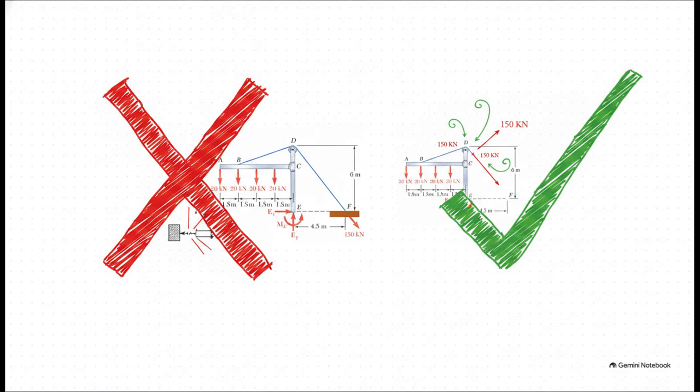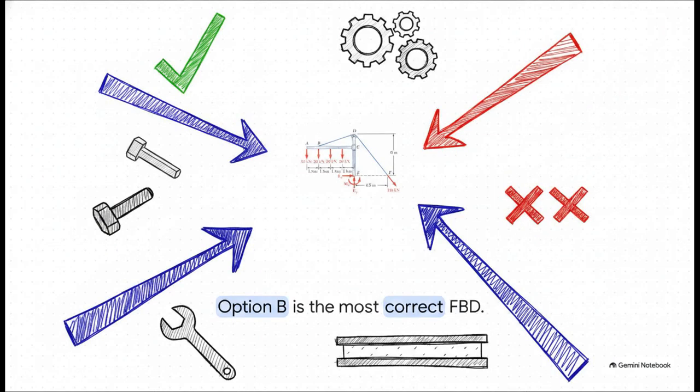Option D is just fundamentally incorrect. It represents the anchor completely wrong, basically treating it like a solid block reaction instead of a dynamic cable under tension. But look at option C. This one actually holds some technical merit. It cuts the cable, sure, but it accurately calculates the 150 kilonewton tension forces acting on both the pulley and the beam. So the crucial point is, option B is the absolute most correct free body diagram here.